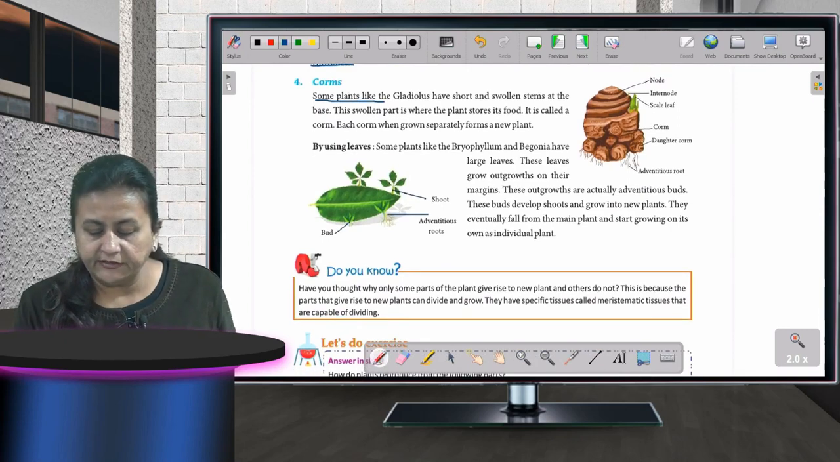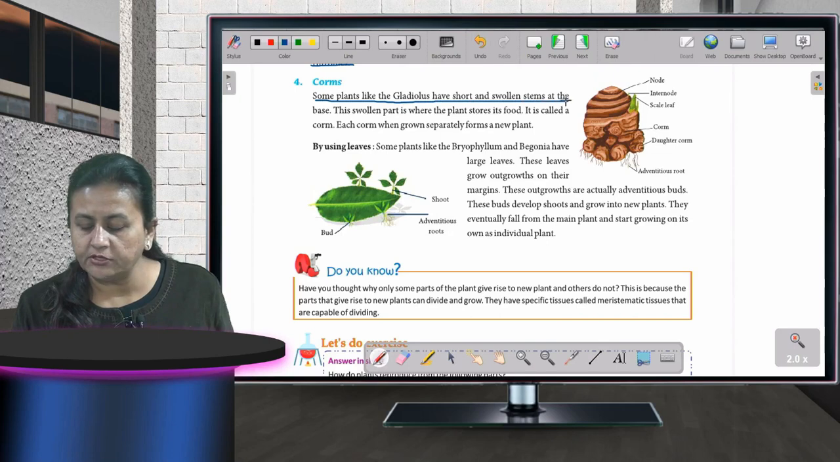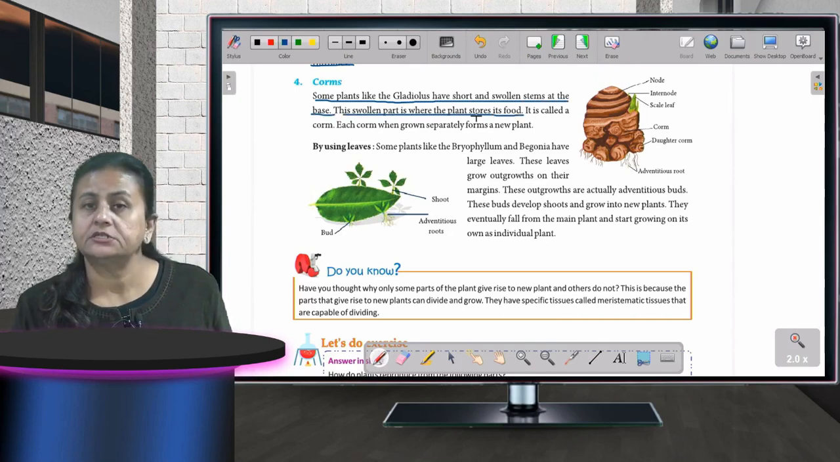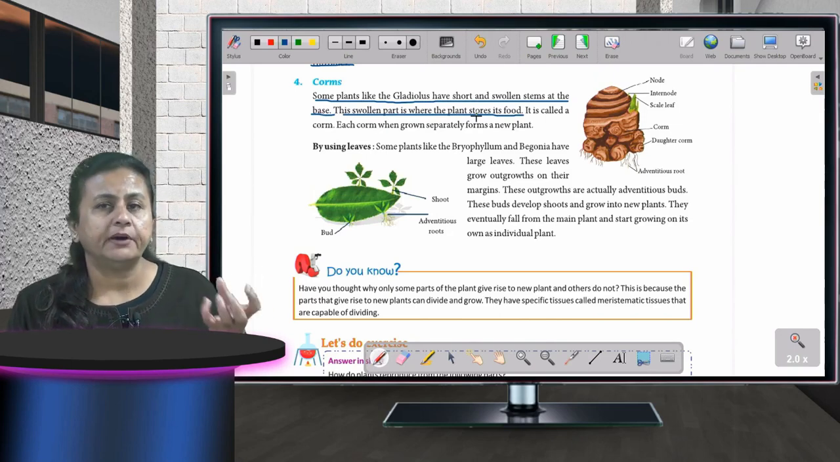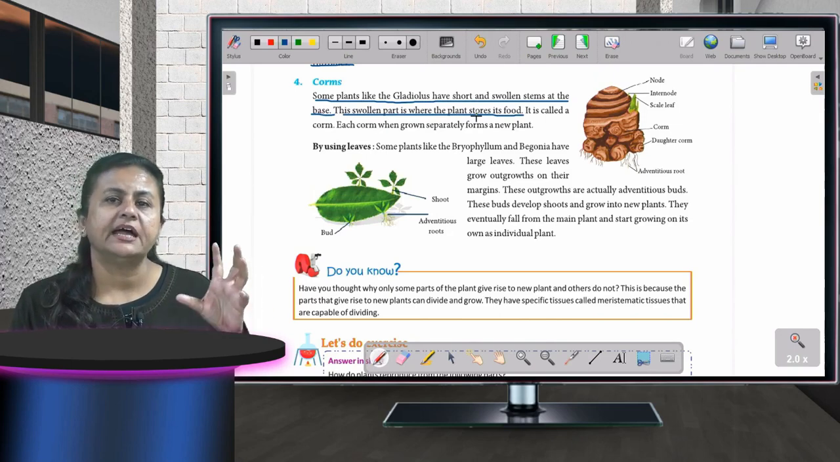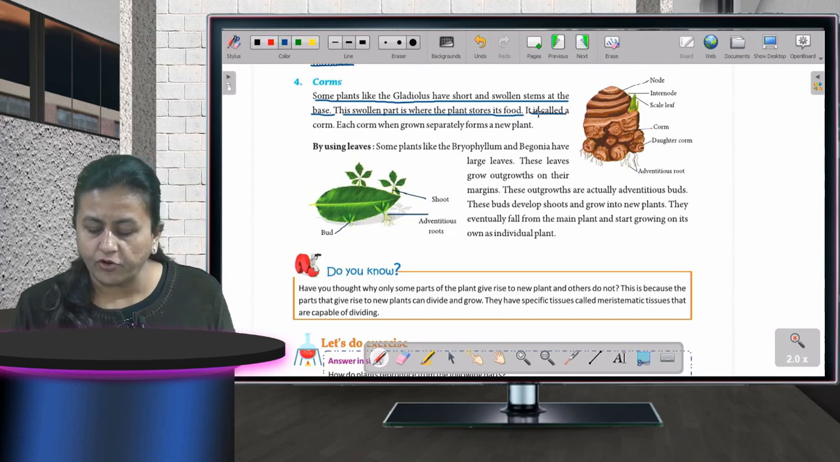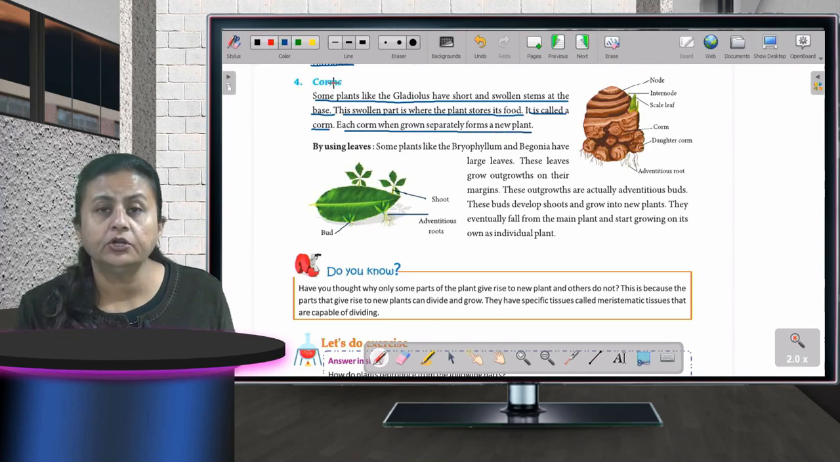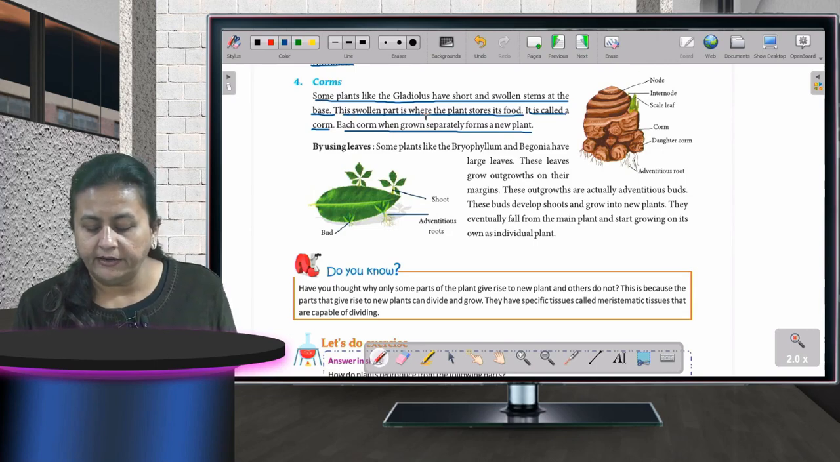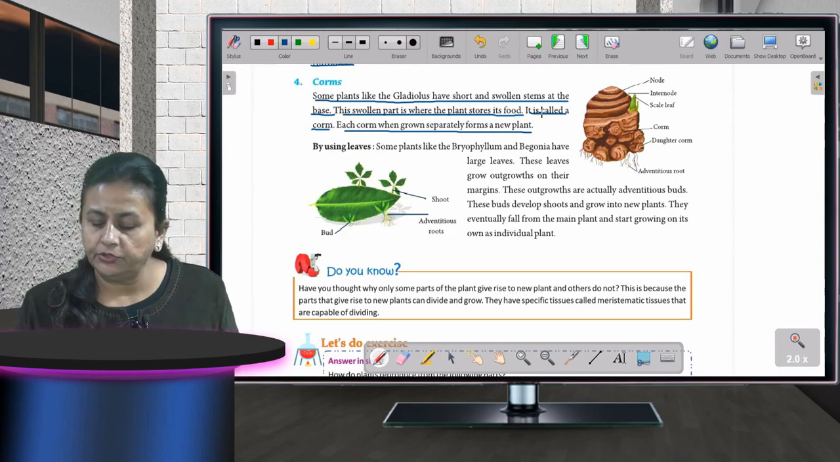Some plants like the gladiolus have short and swollen stems at the base. This swollen part is where the plant stores its food. Children, whenever you find a swollen part in any plant, that means that is the food of the plant. It is called a corm. Each corm, when grown separately, forms a new plant. This is not corn, this is corms. So the swollen part is where the plant stores food, as I told you, and it is called a corm. Each corm, when grown separately, forms a new plant.